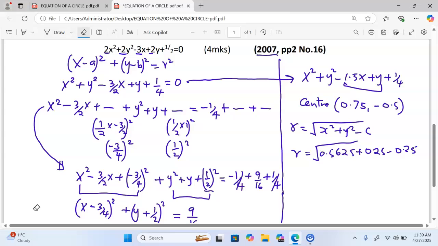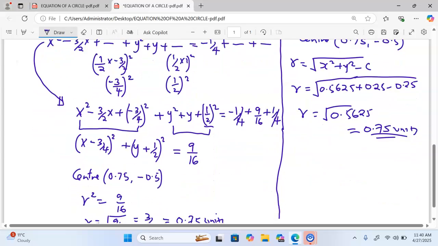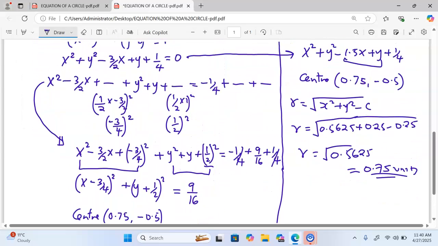From here now we are good to go. 0.25 minus 0.25 cancels, therefore our radius is going to be equal to the square root of 0.5625, and this one gives us exactly 0.75 units. That is 0.75 units as the radius of the circle.